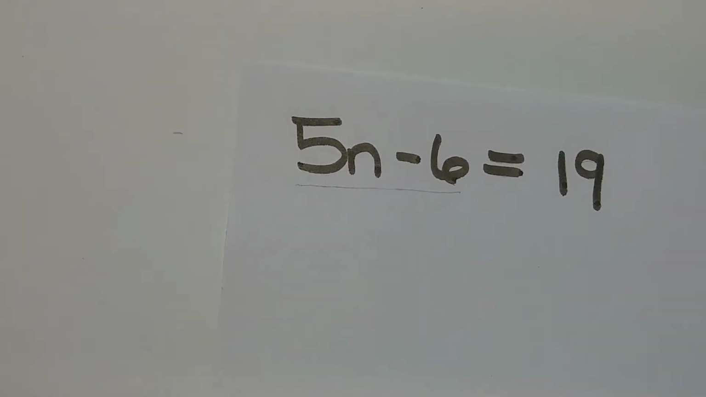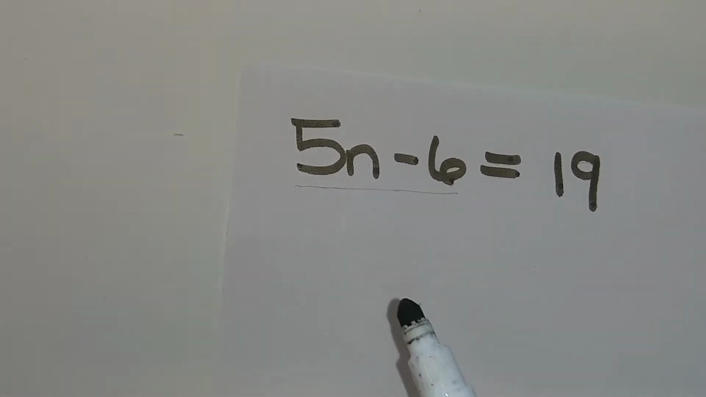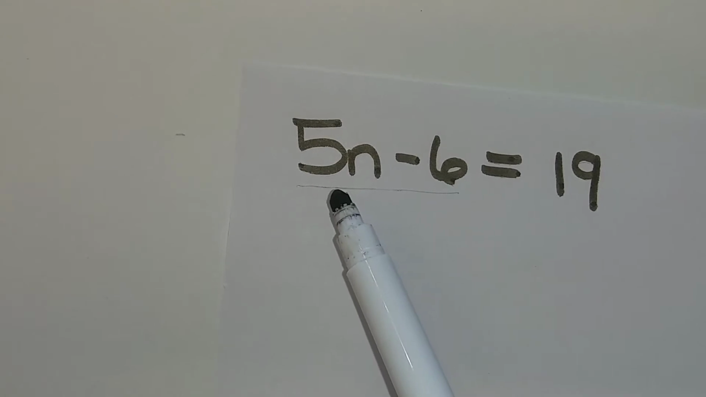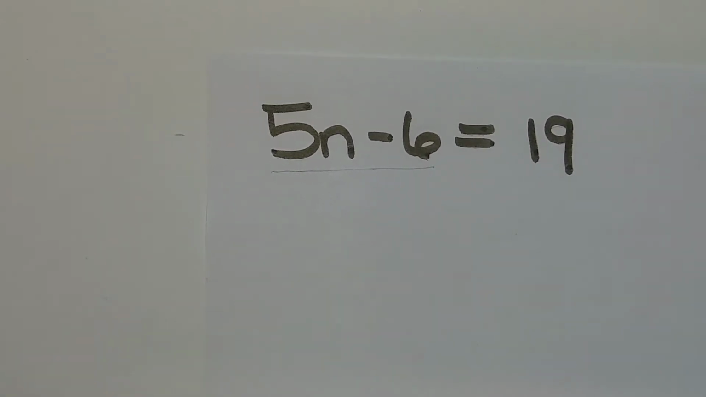Since the variable is on the left side, that lets me know that I need to get rid of everything that's on the left side besides the variable. I need to get rid of the 5 and I need to get rid of the 6. But the question is, how do I do that? Well, I need to identify what operations I see in this original problem.